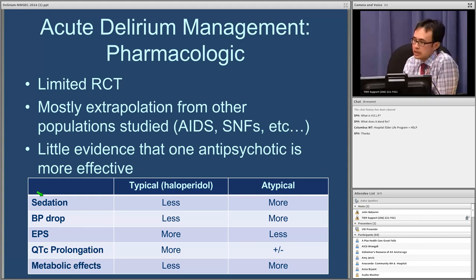And what you have here is a comparison of the typical antipsychotics and the atypical ones, a comparison between the two. This is sedation, comparing the two. BP stands for blood pressure drop, EPS stands for extrapyramidal side symptoms, and these are motor symptoms. QTc is prolongation of a heart rhythm that can increase a person's mortality. And metabolic effects usually talks about either the risk of developing diabetes or dyslipidemia as well. Okay.